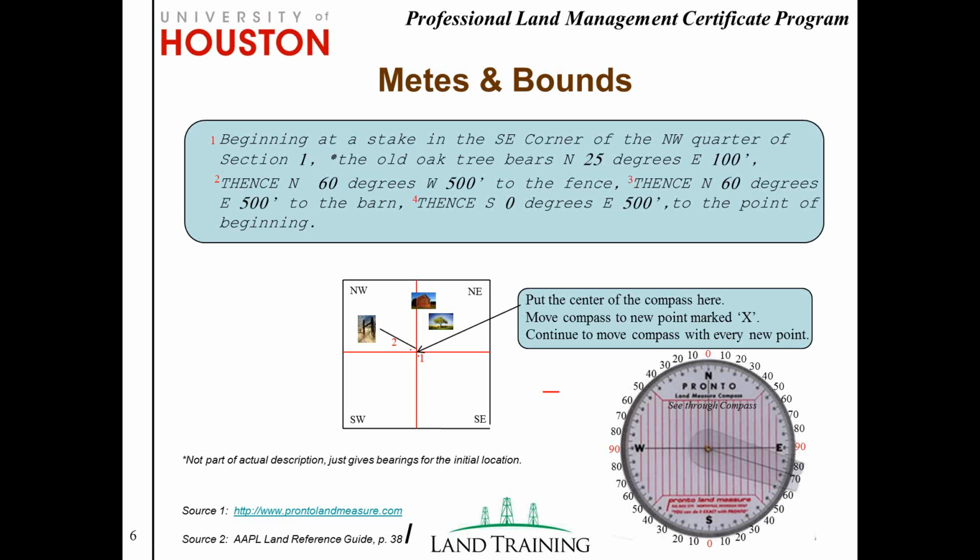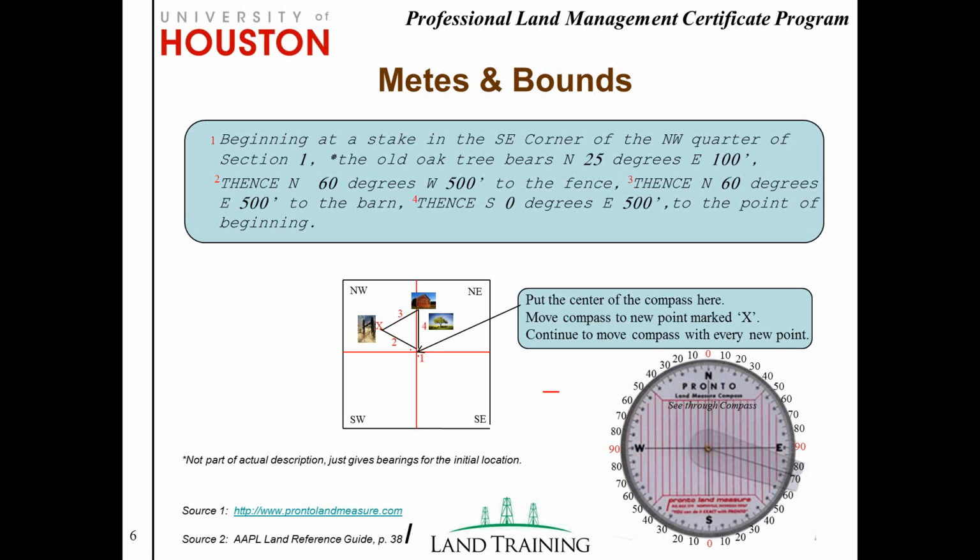Then the next designation is thence north 60 degrees east. So we're still pointing north, but now we're going to go 60 degrees east. This is going to be the east side here, and we're moving the compass here, and from there we're going to go 60 degrees east. So this is the east side of the north, and we're going to go 60 degrees that way, which should get us to the fence, and then north 60 degrees east 500 feet to the barn. So that's going to get us to the barn. And then south 0 degrees, so straight down south, and then east 500 feet. So we're going on the east side here, and that's going to get us to the point of beginning.